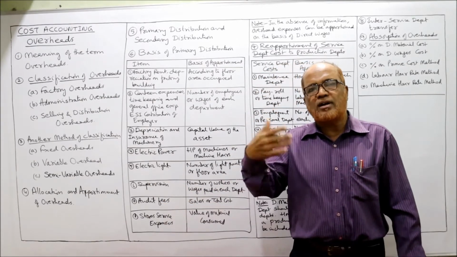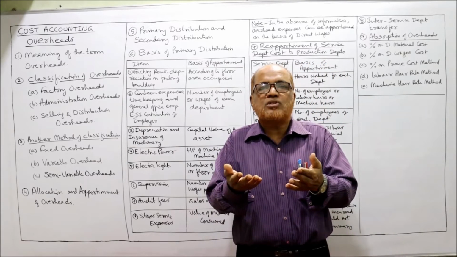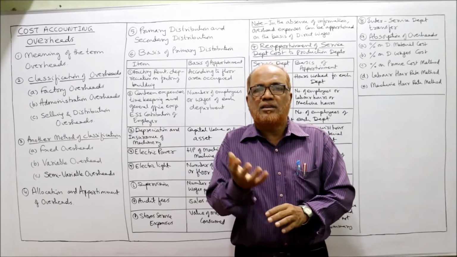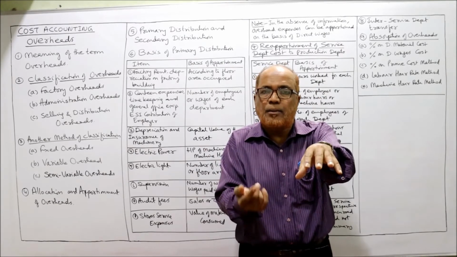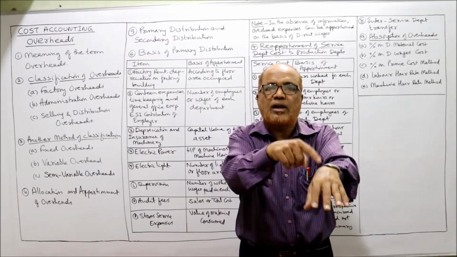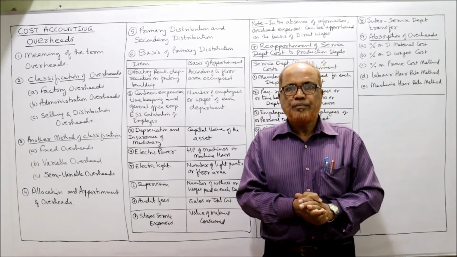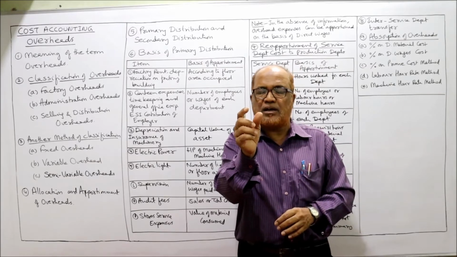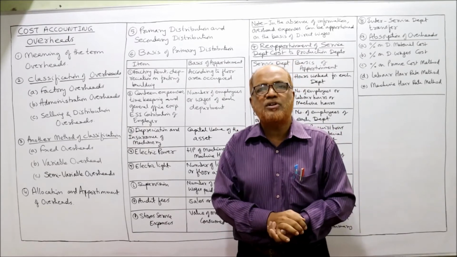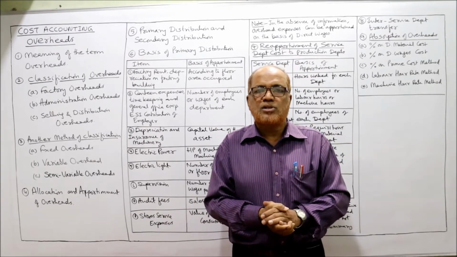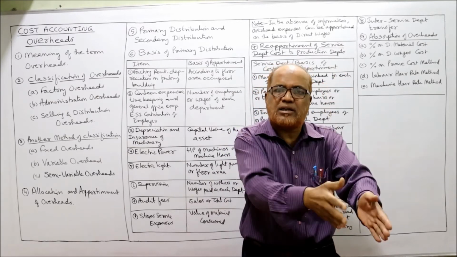Example, some overtime work has been done in department A. So whatever overtime charges, overtime wages are paid, these overtime wages will be specifically charged to A department only because overtime work was done on A department. No other department will share the expenditure. So whichever department overtime work has been done, in that department only it will be charged. It is called allocation.